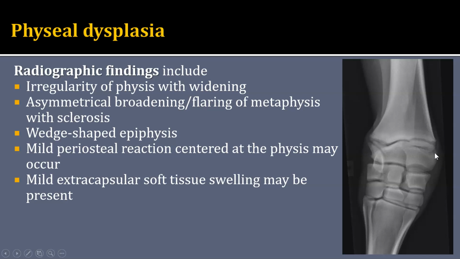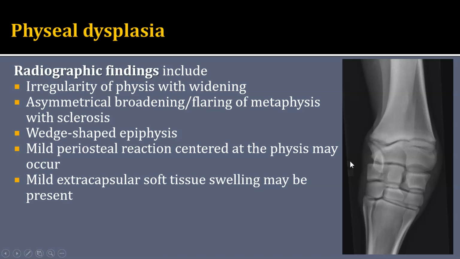And so one side will keep growing normally, which in this patient is the medial side. And then the lateral side, even though that's the wider side, is actually not growing as much. And so that epiphysis is shorter on the lateral side than it is on the medial side. So it's kind of more wedge shaped. And in some patients, you'll start to see periosteal new bone or lipping along the metaphysis and the epiphysis. And then they can actually have some extracapsular soft tissue swelling.